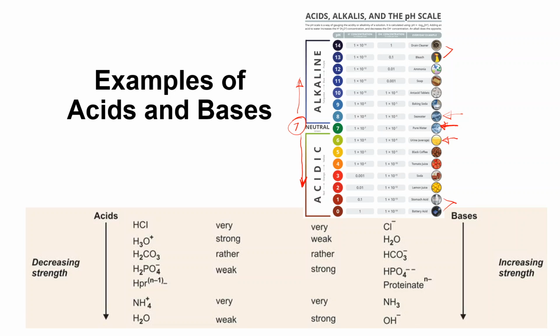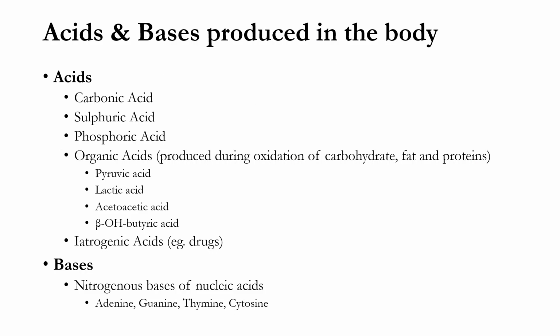Next are the different kinds of acids and bases produced or present in our body, for example carbonic acid, sulfuric acid, phosphoric acid, and certain organic acids like pyruvic acid, lactic acid, acetoacetic acid, and beta-hydroxybutyric acid. These are also known as ketones. Iatrogenic acids: certain drugs act as an acid when they are injected into the body. And there are certain bases, like the nitrogenous bases of the nucleic acids, DNA and RNA.